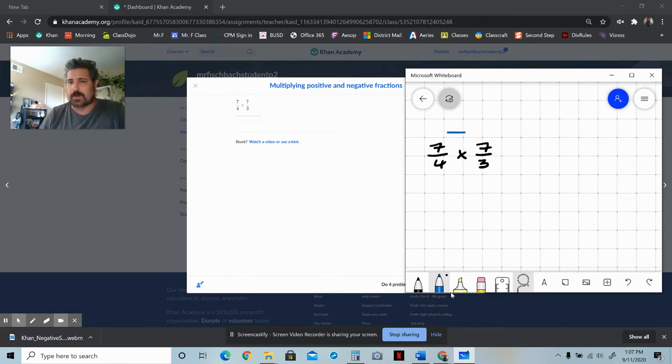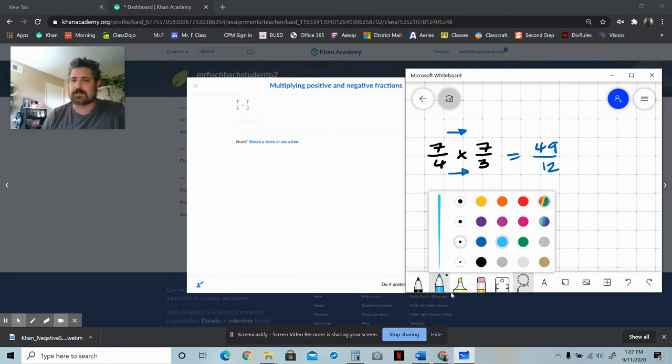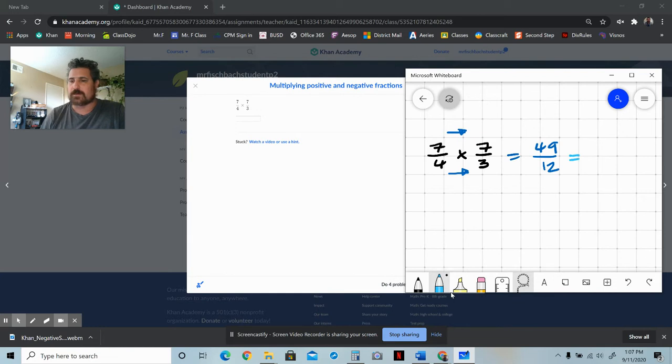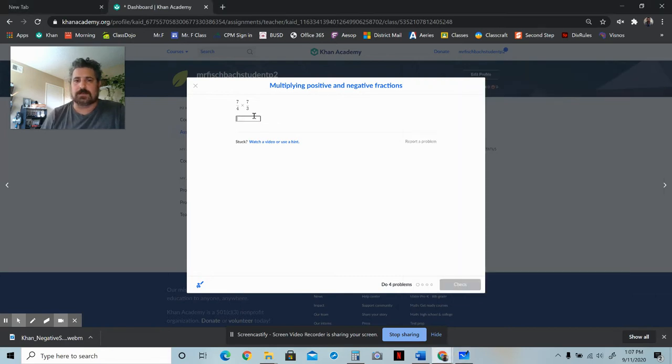Then you're going to just multiply across the top, multiply across the bottom. 7 times 7 is 49, and 4 times 3 is 12. Now you ask yourself, how many times does 12 go into 49? 12 times 4 would be 48, so that's 48 with one extra left over to make 49. So it's really 4 and 1/12. The correct answer is 4 and 1/12. So you put 4, space, 1/12, and there's your answer.